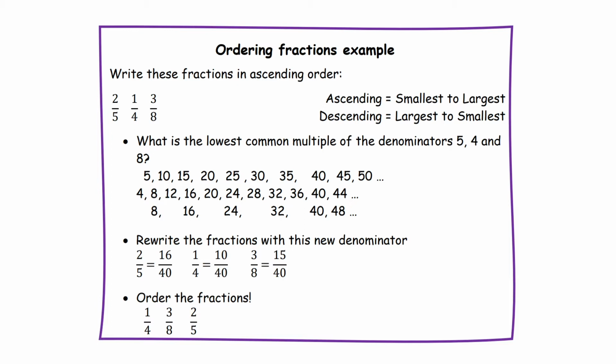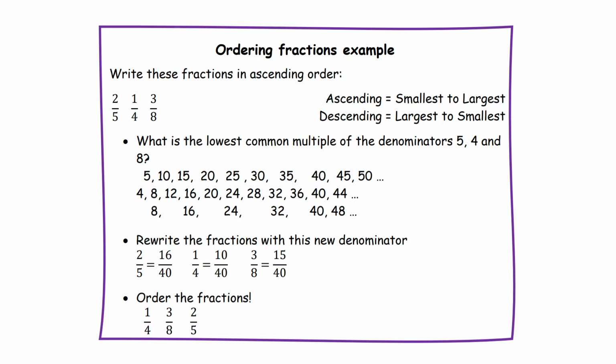Now, if you did the starter, you would see that you've got your 5s, 4s, and 8s, and you'd see that the lowest number that appears in all of those times tables is 40. So effectively, all of our denominators for our fractions are going to change into 40. So if we start off with 2 over 5, that can only change into 40 if we multiply 5 by 8. So we must also multiply the top, the numerator, by 8. 2 times 8 is 16, hence why it changes to 16 over 40.